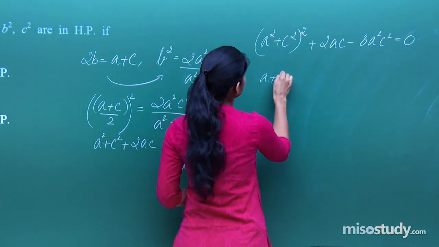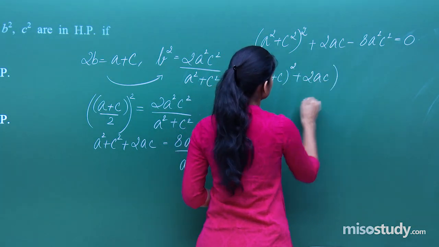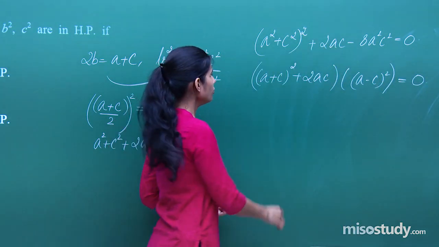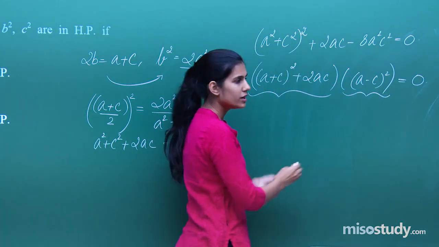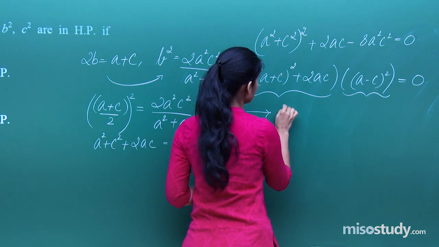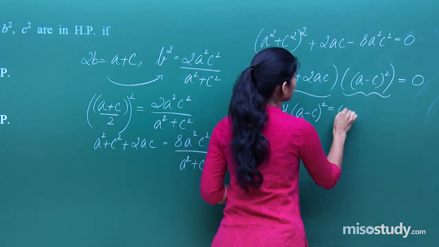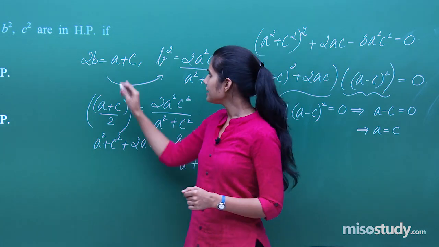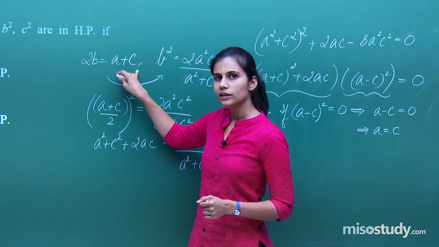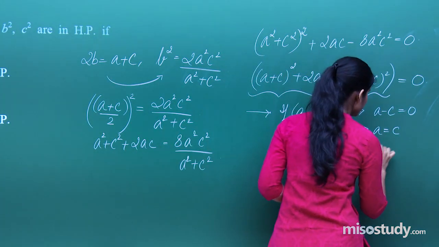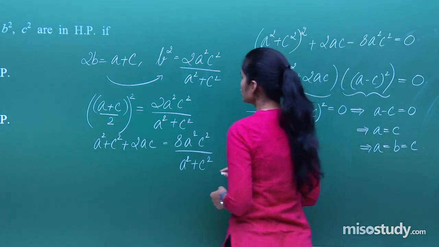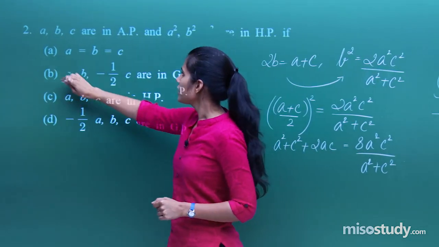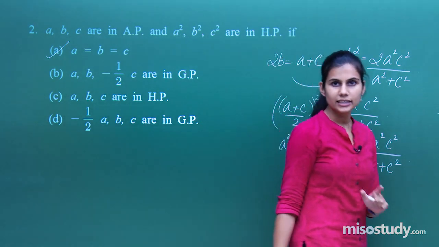So, you basically land yourself at the step (a plus c) whole square plus 2ac, multiplied by (a minus c) whole square, equals 0. So, either this is 0 or this is 0. Only then this product can be 0. So, if (a minus c) whole square is 0, this means a minus c is 0, which means a equals c. But if a is equal to c, you get 2b equals 2a, which means b equals a. So, eventually you will get a equals b equals c. This is one condition in which they are going to hold.